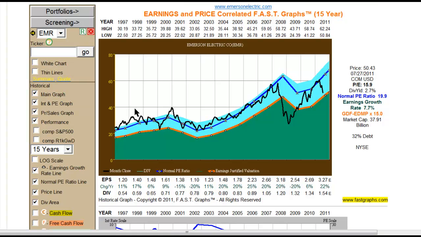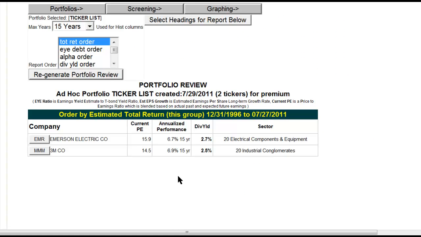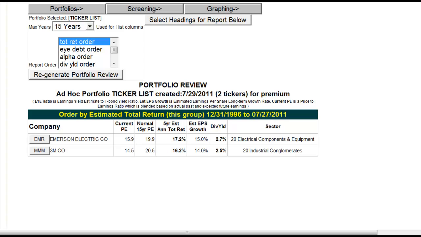If we create a simple portfolio review here on Emerson Electric and 3M, we discover that both of these companies have good long-term histories and excellent prospects going forward based on current undervaluation.